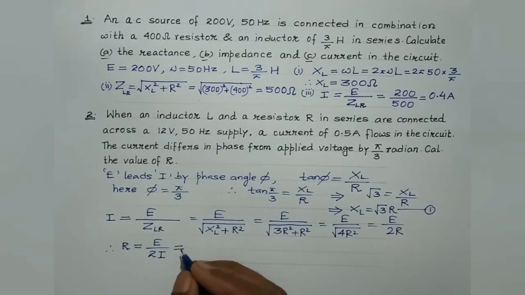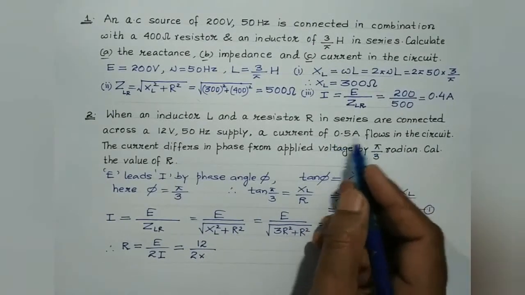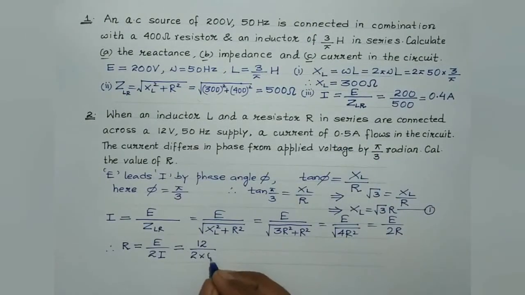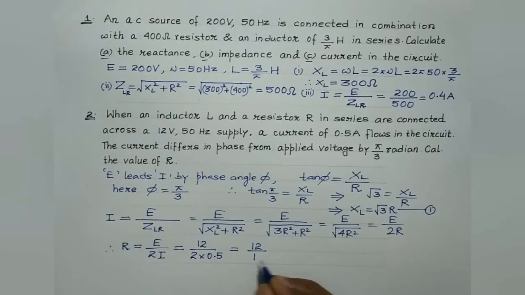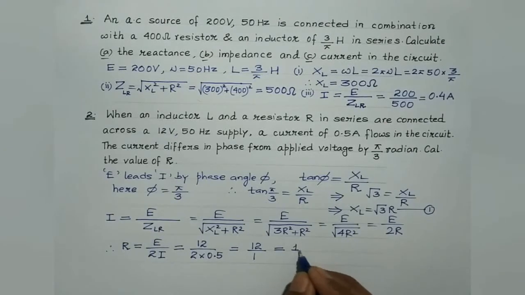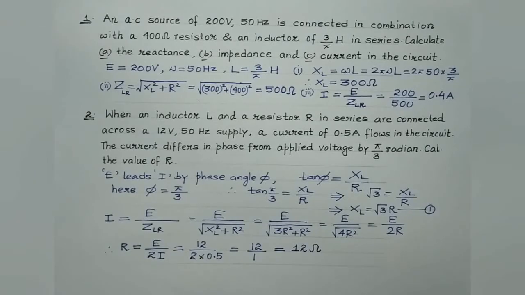The value of E is given to be 12, twice multiplied by the current flowing through the circuit, 0.5. So it will be equal to 12 divided by 0.5 into 2, which is 1. So it is 12 ohm, right?